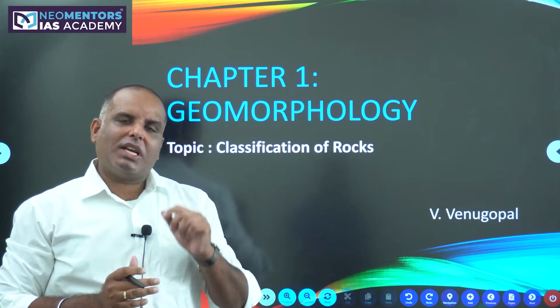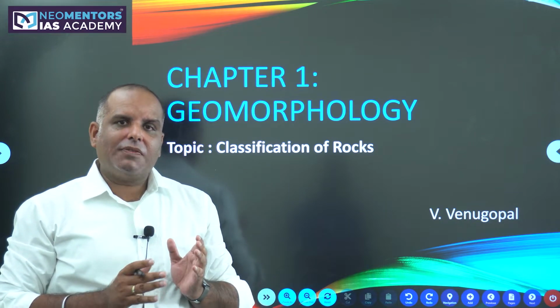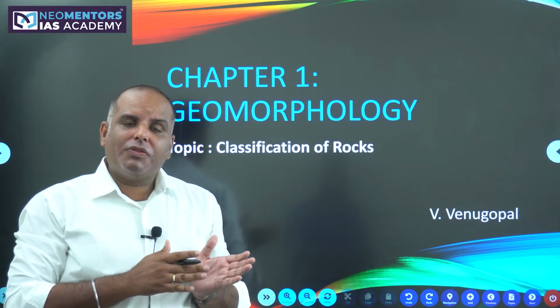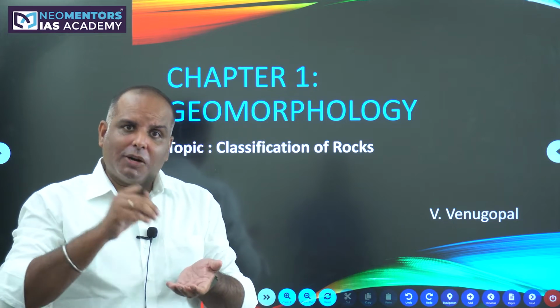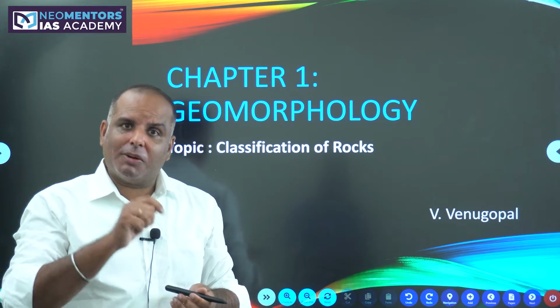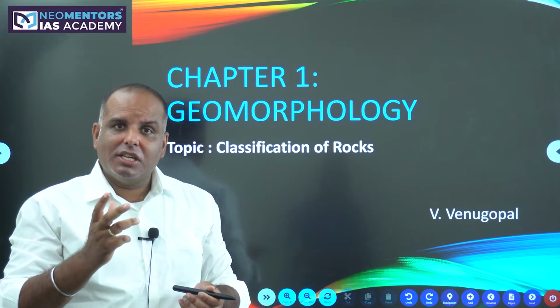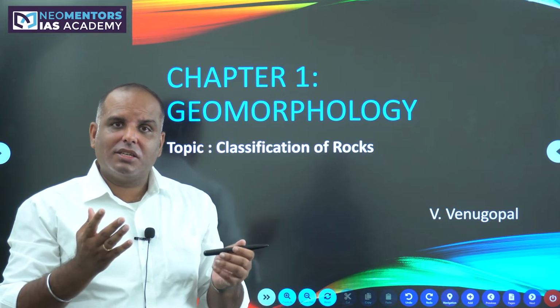Now, why should we classify rocks? Because we know that rocks occur in different areas on the earth, and they would be of different densities, different texture. Their internal composition would vary based on the chemical composition, and they also would have different crystal structures. Some of them would have fine crystals, some of them would have larger crystals.